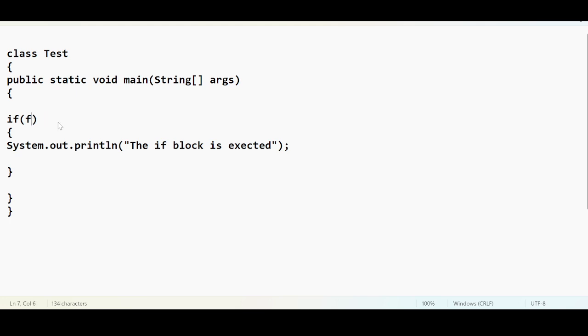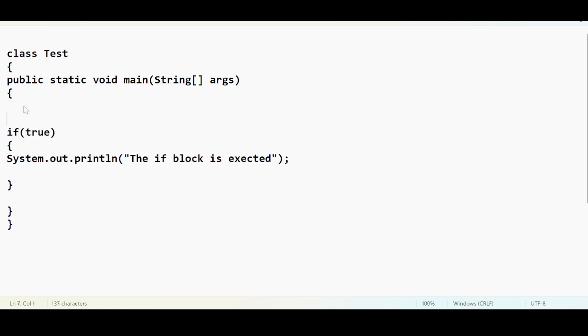If I run this, I'm just giving it as true. System.out.println. So this is the statement before the if block. We are just trying to understand the control flow. Very simple. This is the statement before the if block.